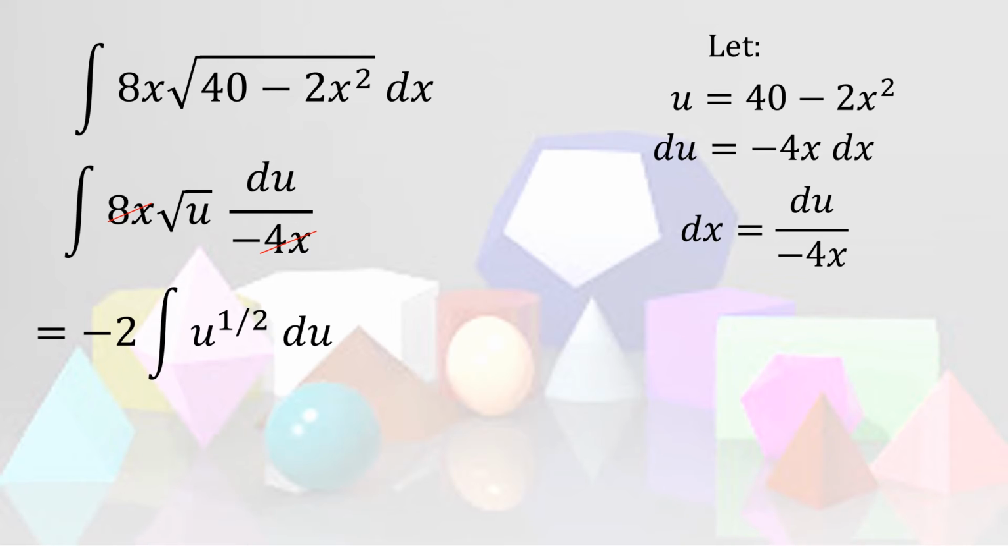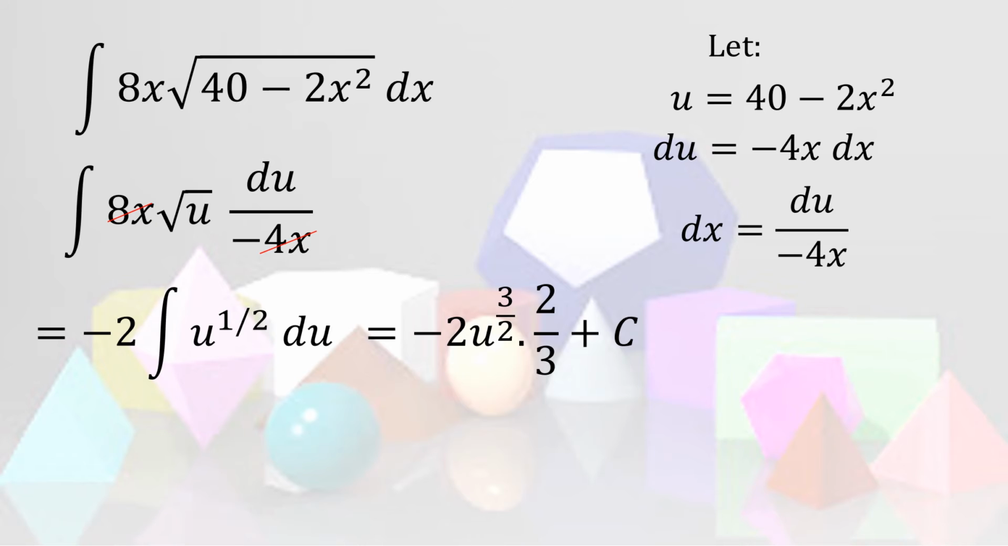We all know that if we are going to rewrite the square root of u in exponential form, we have u to the 1/2. So we have negative 2 antiderivative or integral of u to the 1/2 du. Now we are going to integrate u to the 1/2. So u to the 1/2 will become u to the 3 over 2 divided by 3 over 2, or we are going to multiply it by the reciprocal of 3 over 2, which is 2 over 3. So we have negative 2 u to the 3 over 2 times 2 over 3 plus c.